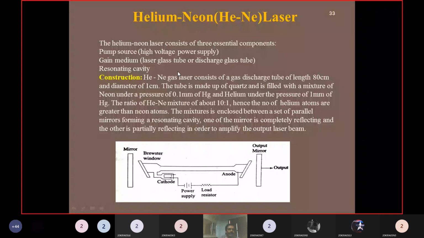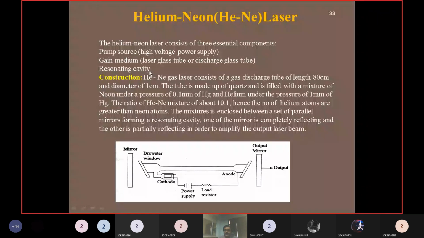The gain medium is different from the active medium. The active medium is the component that participates in the lasing action. Here the gain medium is the discharge glass tube, and the active medium is neon. And the resonating cavity, we know, is two parallel mirror plates. Now, construction of the helium-neon laser.